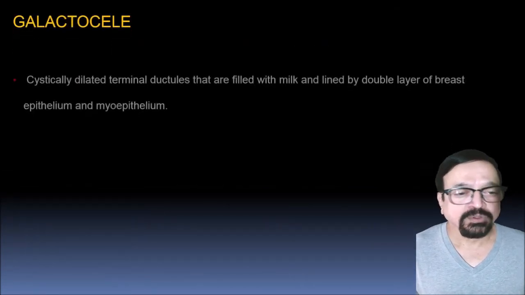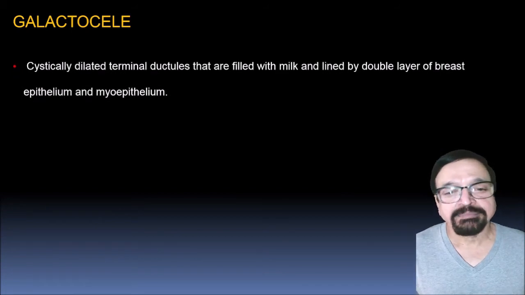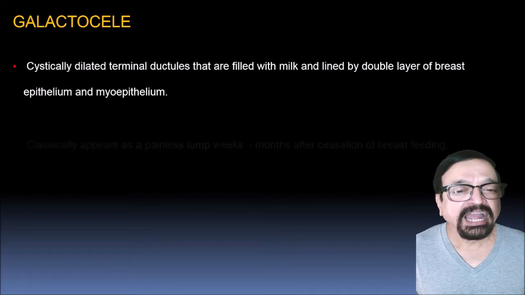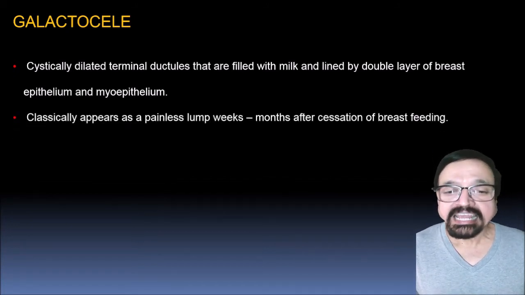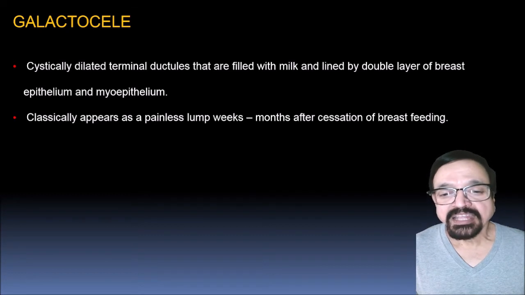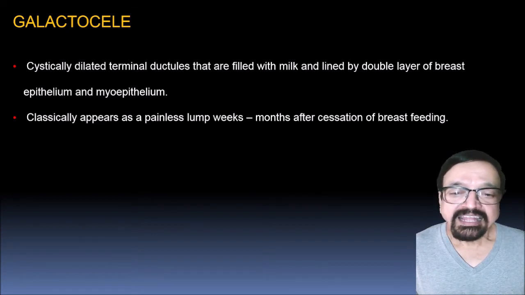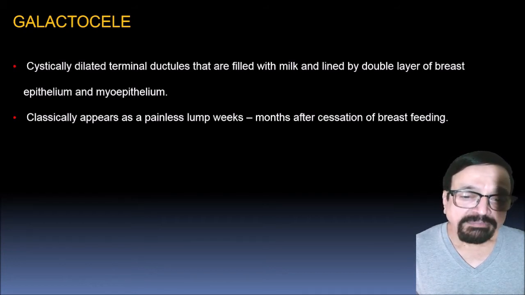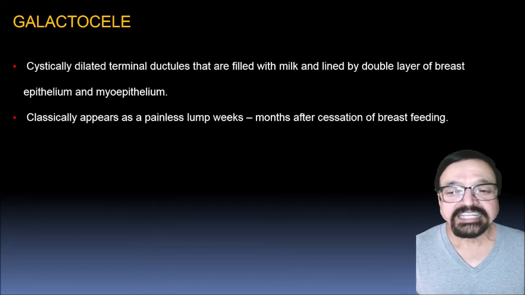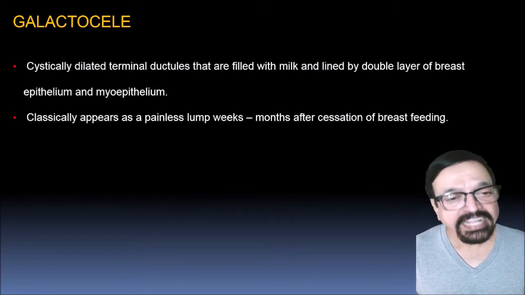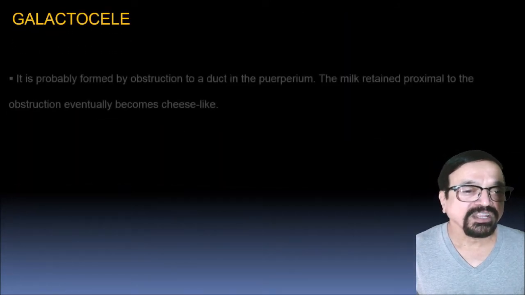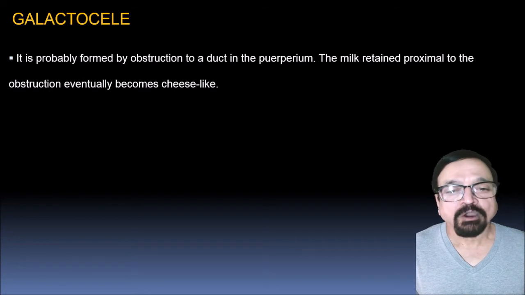Now, a galactocele. It is a cystically dilated terminal ductule filled with milk and lined by a double layer of breast epithelium and myoepithelium. It classically appears as a painless lump. It occurs some months after cessation of breastfeeding. So it can be seen during breastfeeding, as well as sometimes after the breastfeeding has stopped. Now it is probably formed by obstruction to a duct in the puerperium.